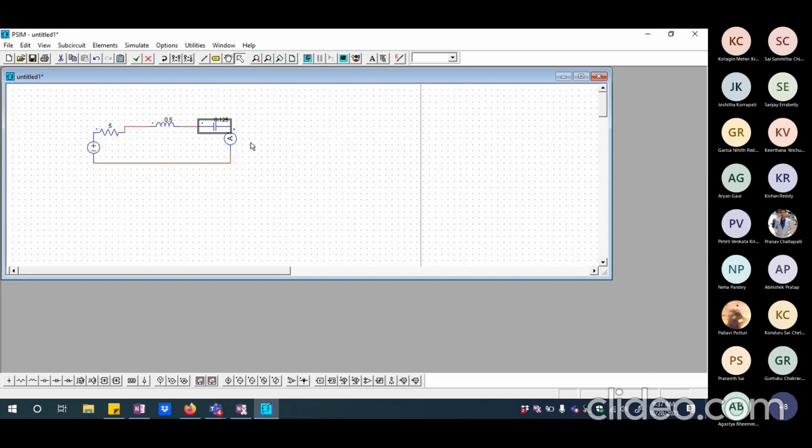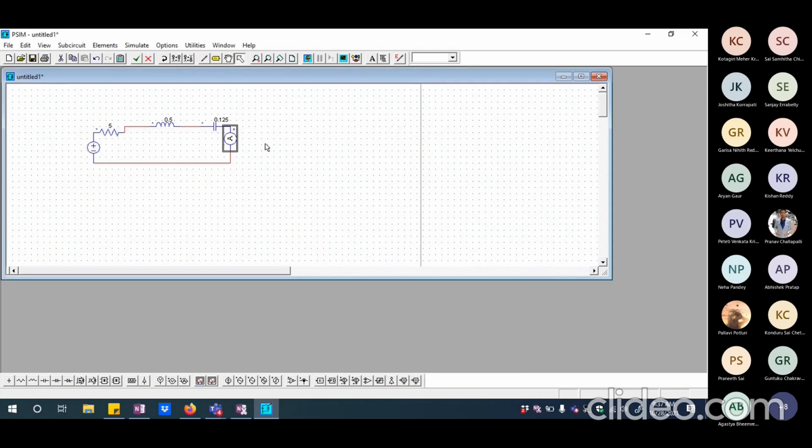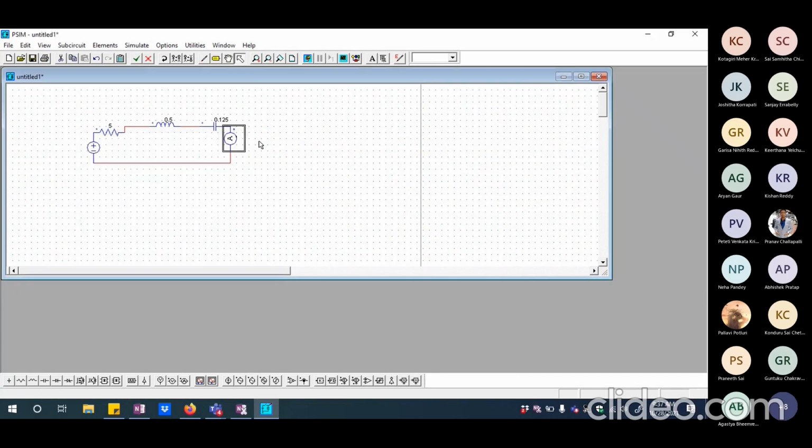So this particular ammeter I will call just I. This is the current that I'm going to see. So I'm going to call this current ammeter measurement block I.